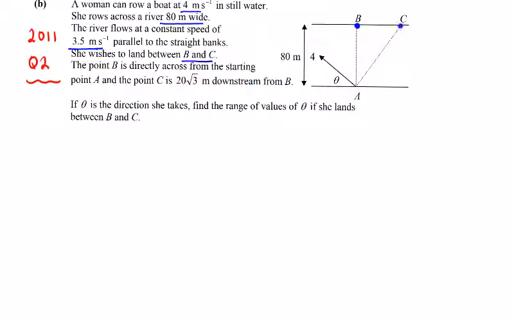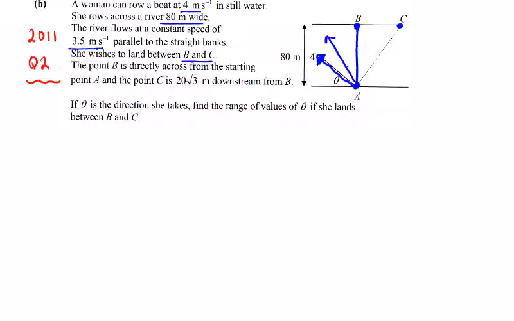So you've got this question about rowing. How would she get straight across? We've all probably done a few of those questions. What angle would she have to go at to get to B? And then there's going to be a range of values. She's going to have a different angle to get to C.